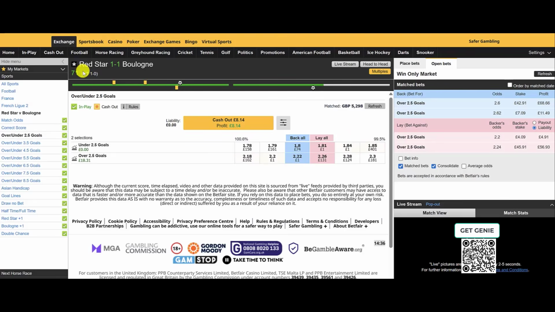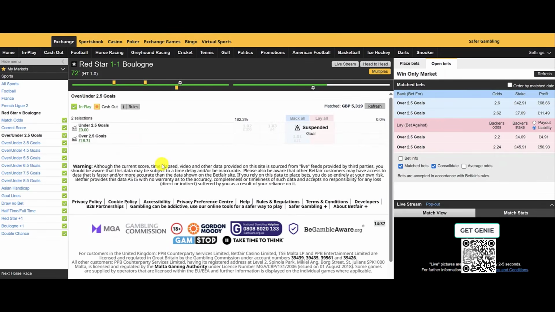It's 1-1, 20 minutes left. 72 minutes, and now we do have the goal. It has now gone 2-1 to the away team, so we're now going to land that profit of the over 2.5 goals. So just a bit of a tricky match to trade in the end because of that red card. It kind of skewed things a little, but anyway, we've done well to make the profit that we did.